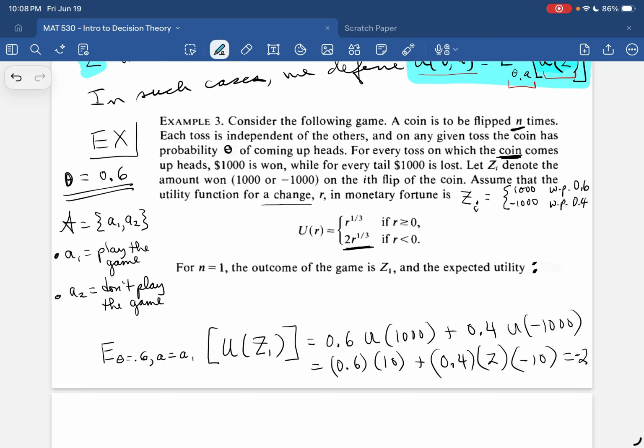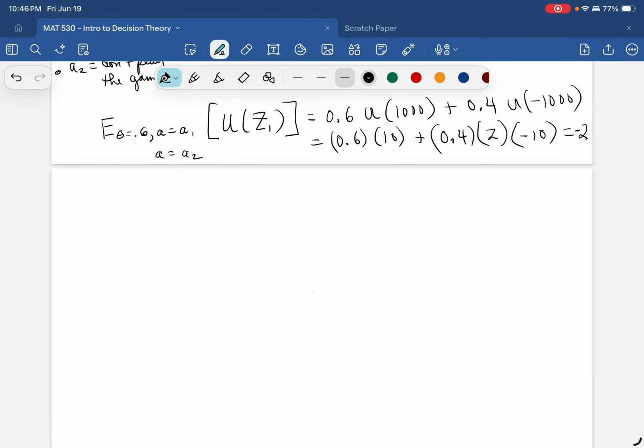And then if we calculated the expected utility of action A2, then that would clearly be 0, because A2 is if we don't play the game. So if n is equal to 1, if this game is only played one time, then in terms of expected utility, we should not play the game.